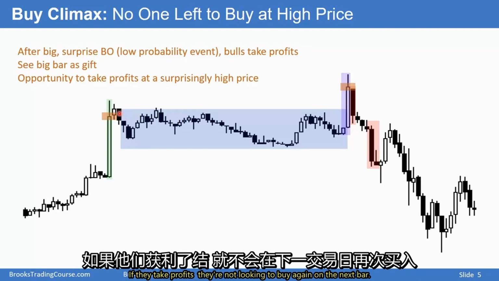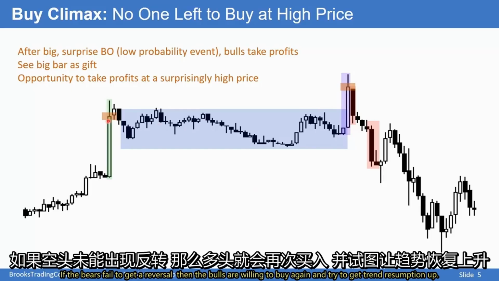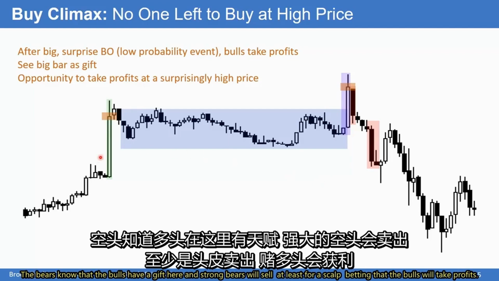If they take profits, they're not looking to buy again on the next bar. They'll usually wait 5 or 10 bars to see if the bears will get a reversal. If the bears fail to get a reversal, then the bulls are willing to buy again and try to get trend resumption up. The bears know that the bulls have a gift here, and strong bears will sell, at least for a scalp, betting that the bulls will take profits.